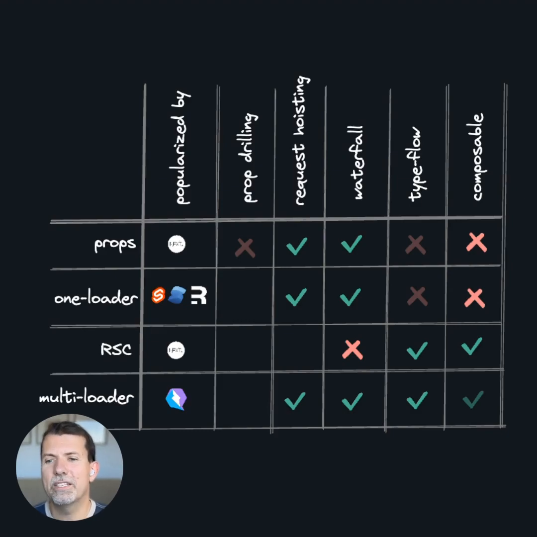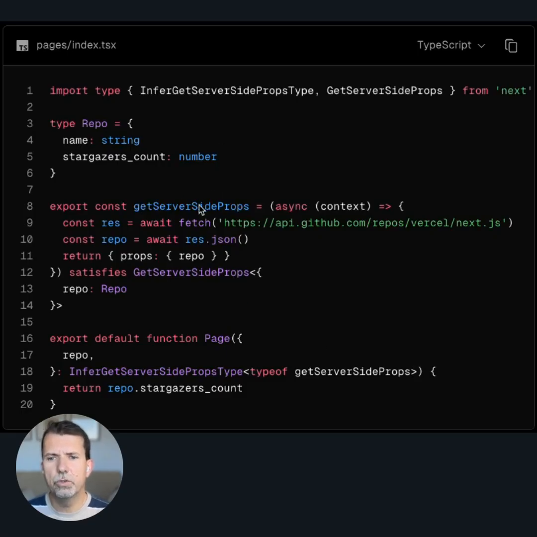Let's talk about server-side data loading. A common strategy is to use getServerSideProps as popularized by Next.js. In this approach, getServerSideProps is async and can run on a server to fetch the required data. The data is then passed to the root component through props. It is very simple to understand and see what's going on.